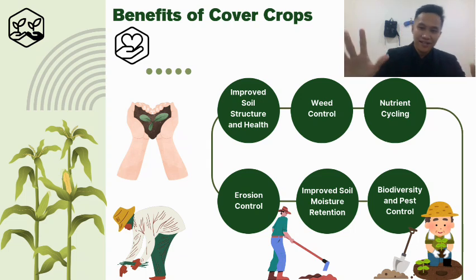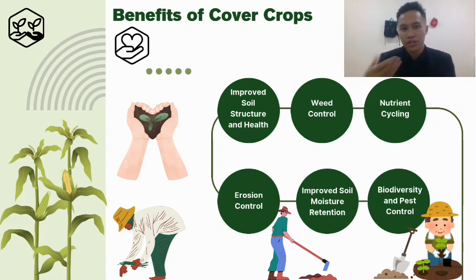I will explain what the benefits of cover crops are. First of all is improved soil structure and health. Cover crops such as legumes, grasses, and brassicas help to improve soil structure by preventing erosion, increasing organic matter, and enhancing soil aggregation. Their root systems can break up compacted layers.